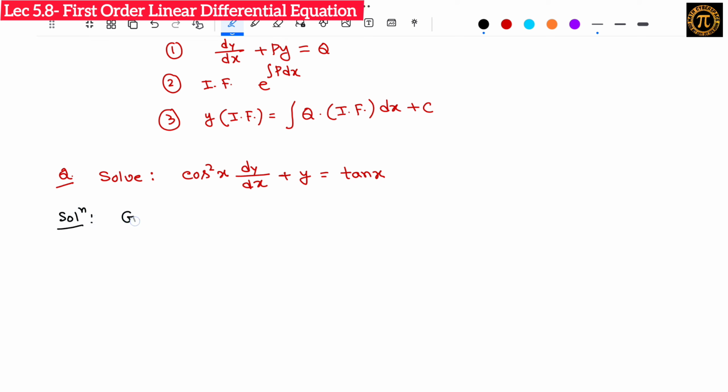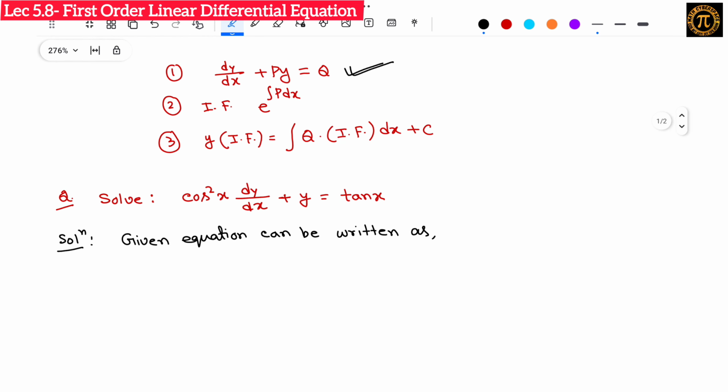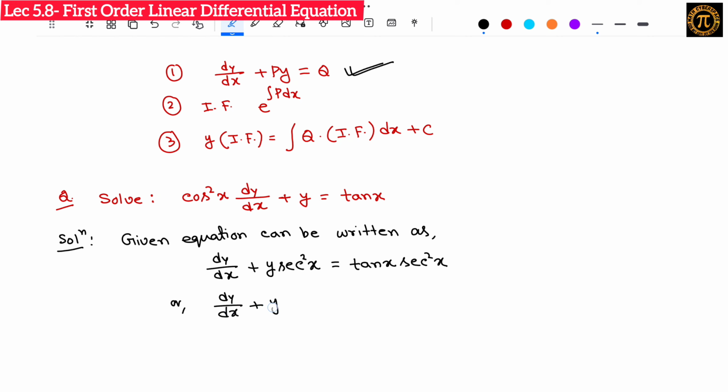The given equation can be written as follows. We have to divide by cos square x because the general form is dy/dx plus py equals q. So let's divide by cos square x. This will be dy/dx plus 1 by cos square, that means sec square x, times y, equals tan x sec square x.